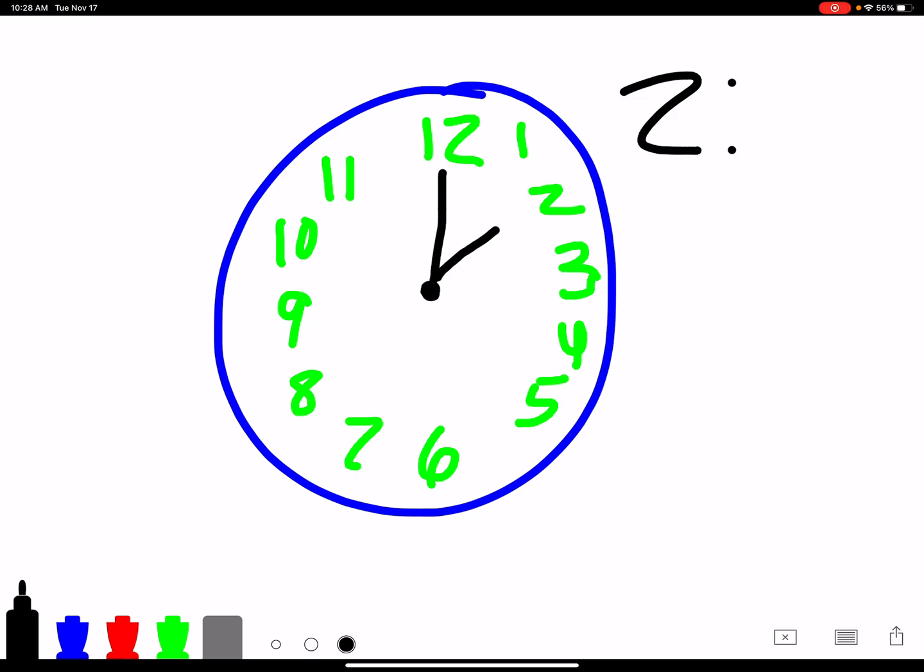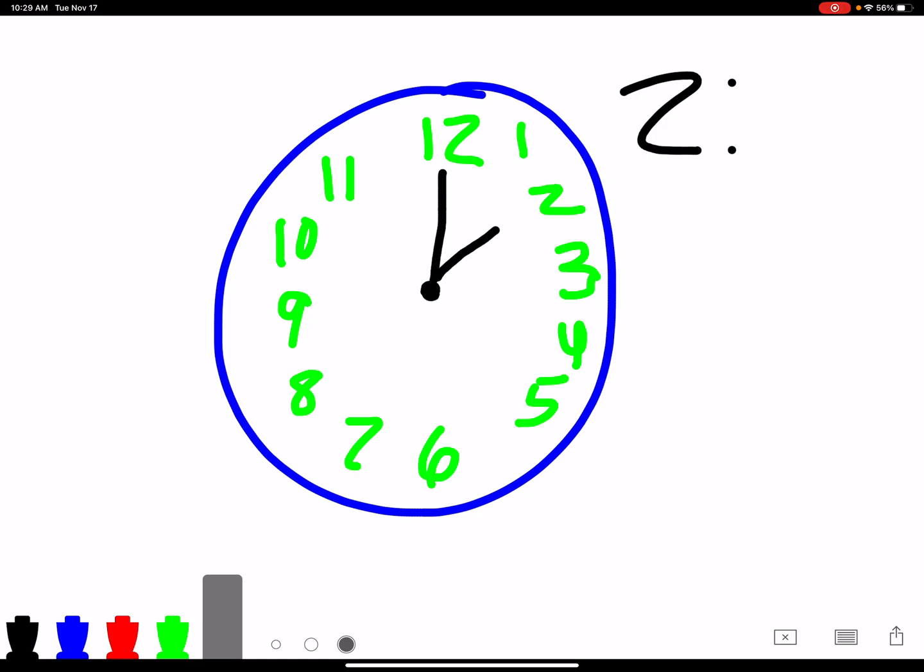Usually we write the hour first and then the minutes, and sometimes the minutes are single digit, or sometimes they're double digit. So we usually write the hour first and then the minute. I'm going to go ahead and erase this, but since it's the small hand, that means the hour. So it's pointed to the 2. And then the big hand is pointing to 12.